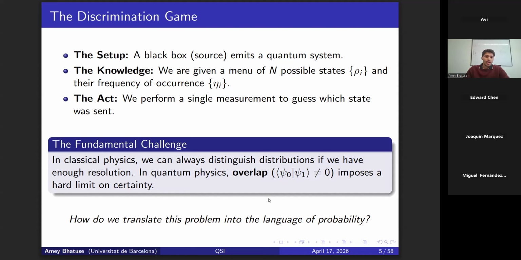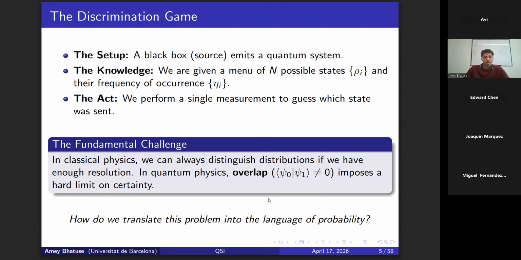What we can do in this protocol is perform a single measurement, and then, based on the outcome of that measurement, we have to decide which state was sent. Now, there's a fundamental challenge in this. In classical physics, we can always distinguish distributions if we have enough resolution. If you check classical distributions, you have either one outcome or another outcome, and the measurement is very clear.